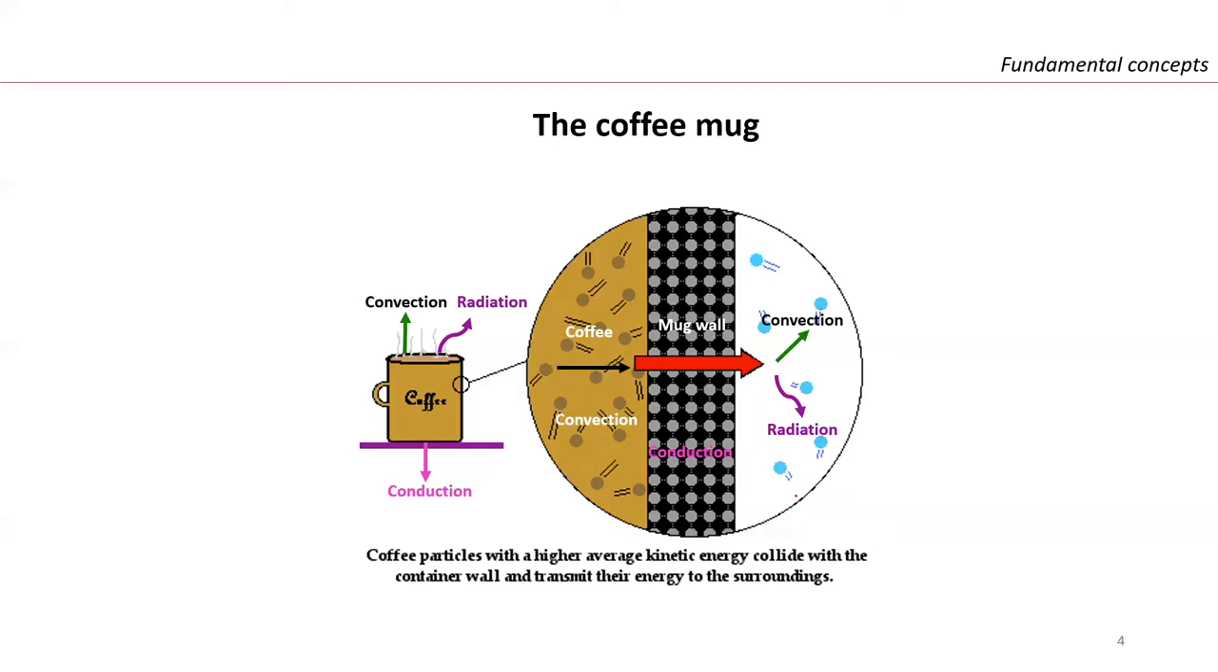As an example, pretty simple, a coffee mug. That is something that you can see every day. In a coffee mug, we can see conduction, convection, and radiation all together, right? Conduction at the interface of the coffee mug and a table if you put it on top of one, because it's a solid. Convection between the coffee and the mug wall, because you have a fluid involved. Conduction through the wall of the mug, because it's a solid. And convection and radiation might be important from the mug wall to the surroundings.